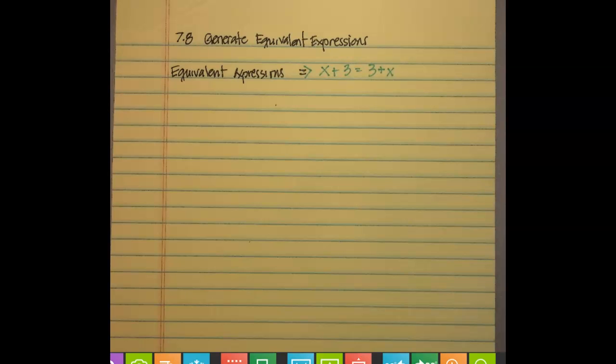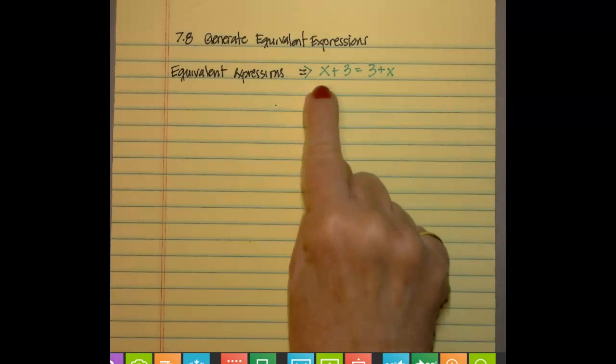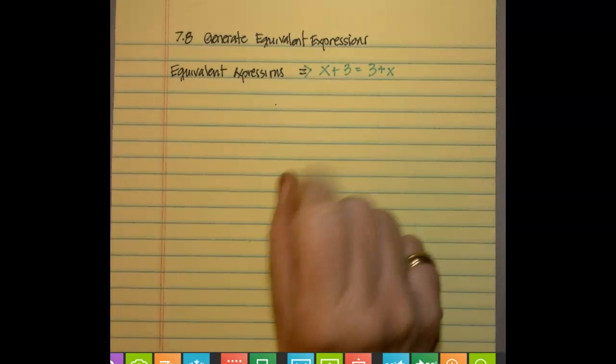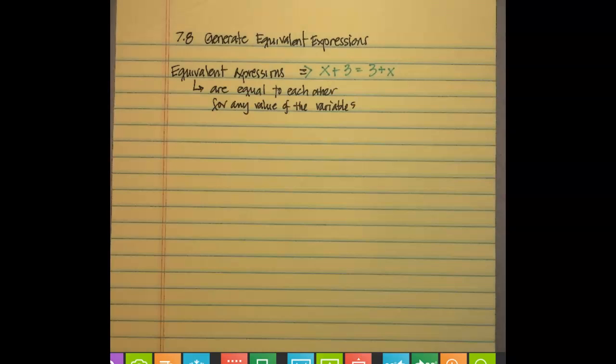So in this lesson 7.8, we're going to be learning how to generate equivalent expressions. Equivalent expressions, there's an example of one: x plus 3 equals 3 plus x. So equivalent expressions are equal to each other for any value of the variables, which means that the variable will always have the same value in an equivalent expression. That's the definition for equivalent expressions.